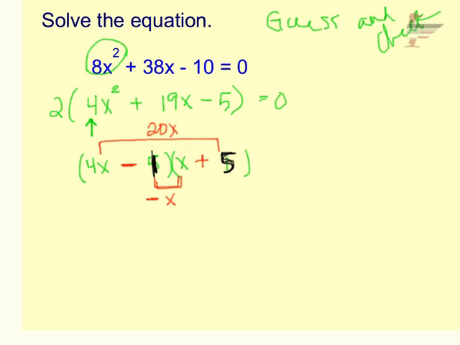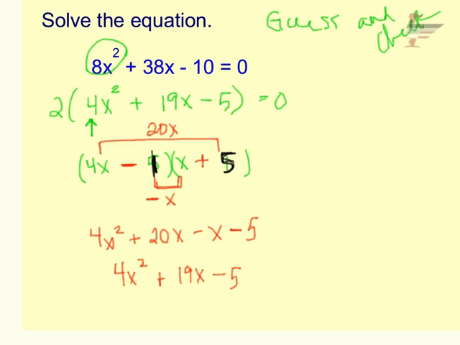So let's check this again. We have 4x times x is 4x squared. 4x times 5 is 20x. We have a negative 1 times x, which is minus x. And then we have a negative 1 times 5, which is minus 5. And so this is 4x squared plus 19x minus 5, and I say, oh yeah, it worked out. I know for certain that this worked out.